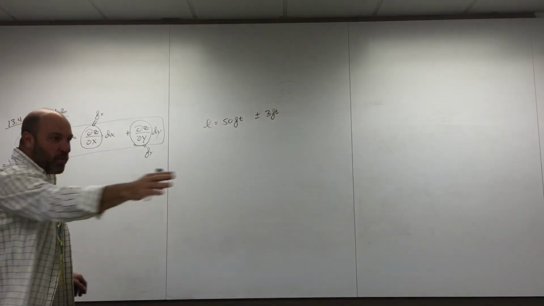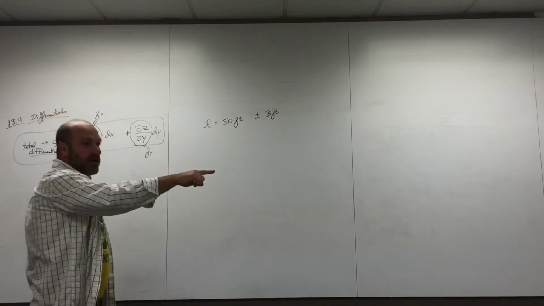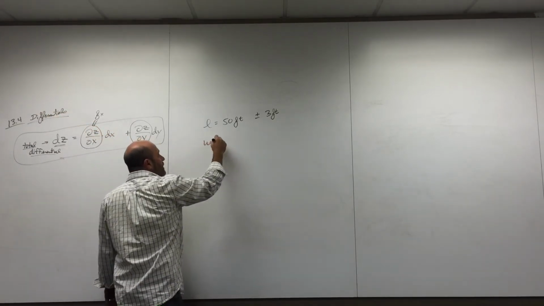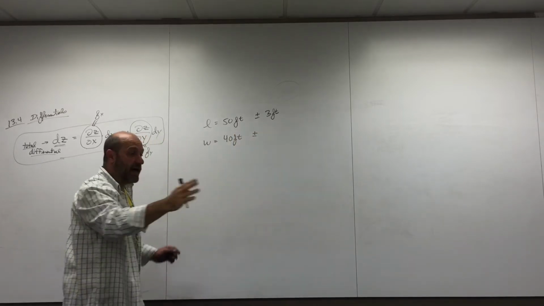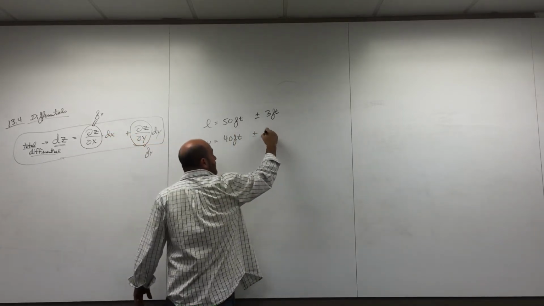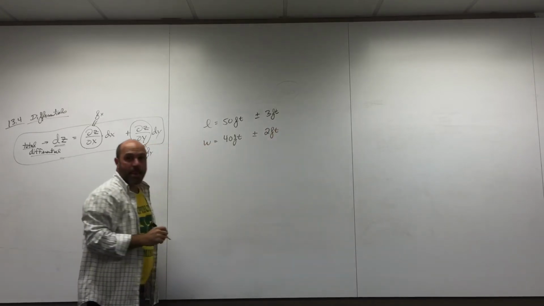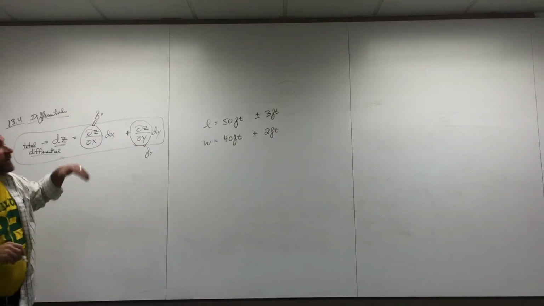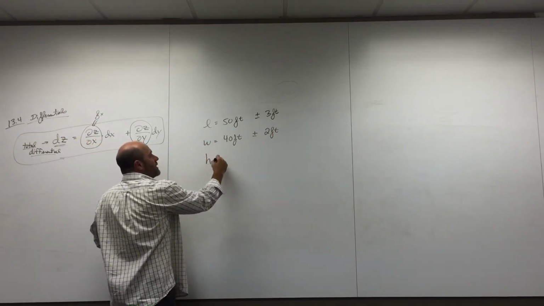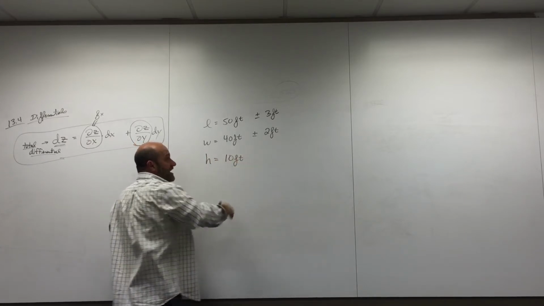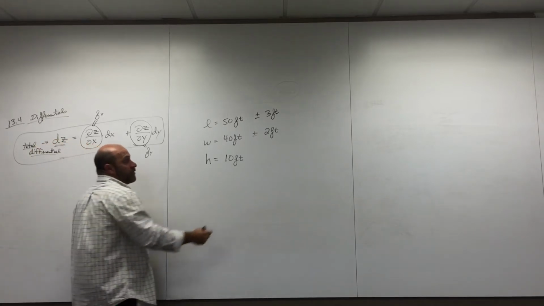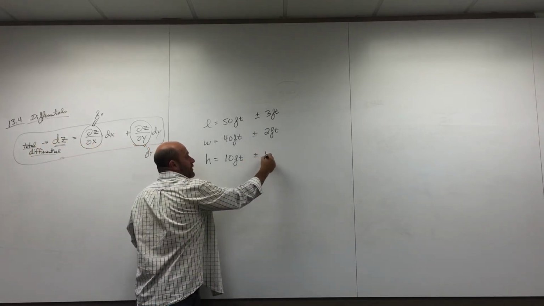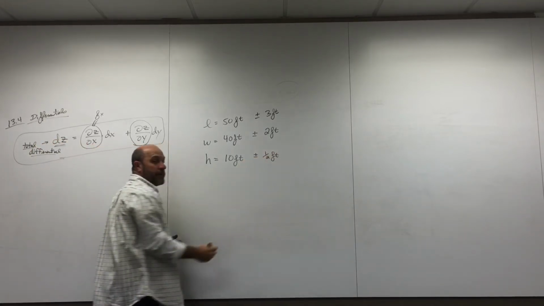All right, now I'm measuring the width. The width is 40 feet. I got a little better view of that, so I'm going to say the error is 2 feet. I don't know. Okay, the height of this room. I'm going to say the height of this room is 10 feet. That's kind of standard. I don't think there's much error there. I'll say plus or minus half a foot of error.